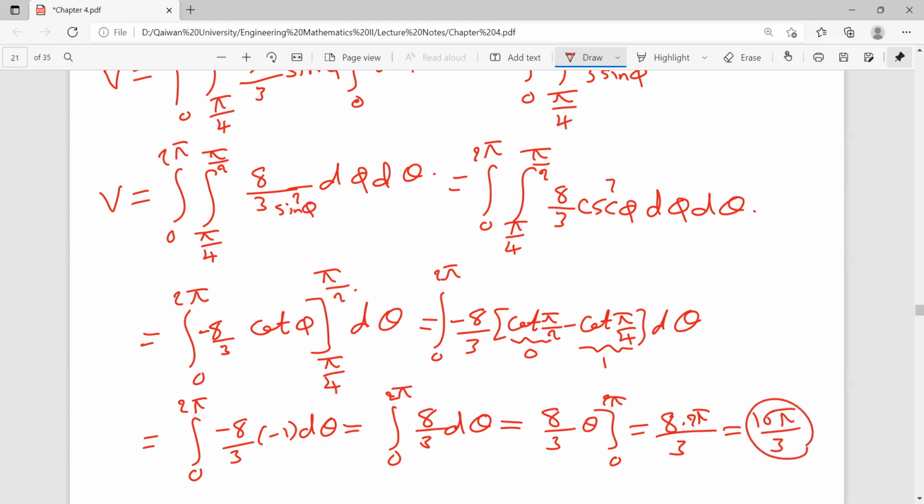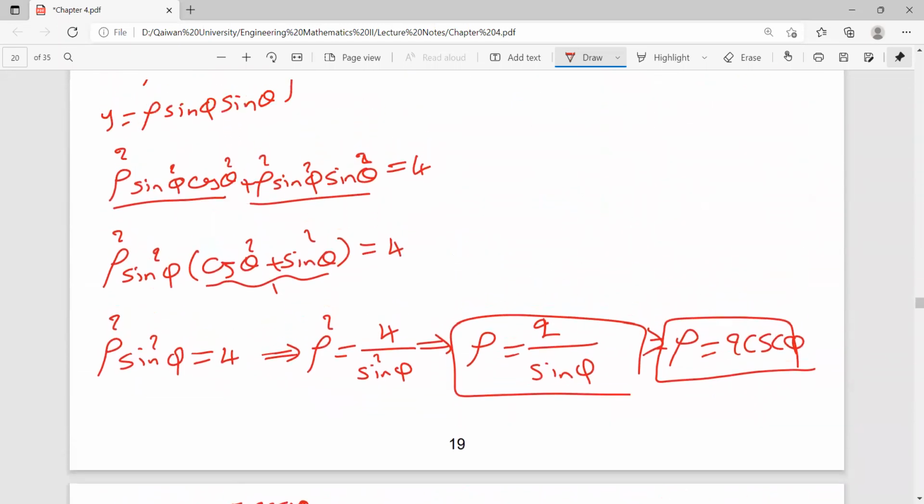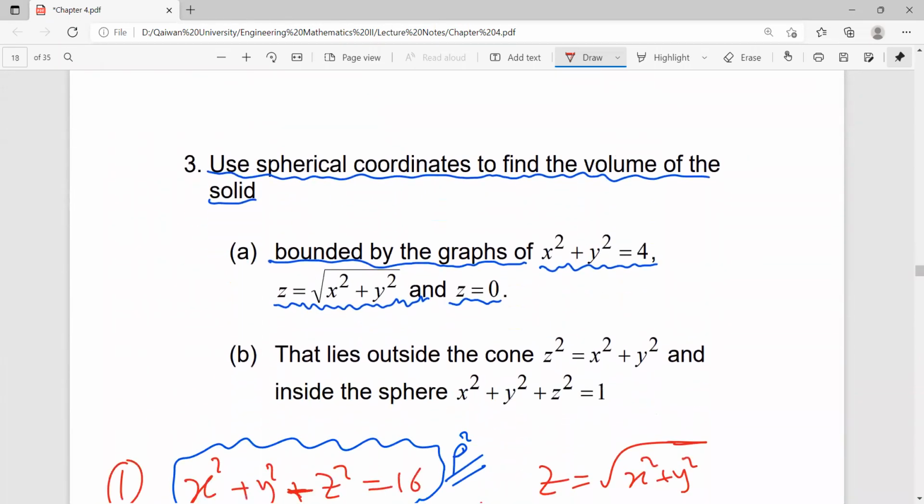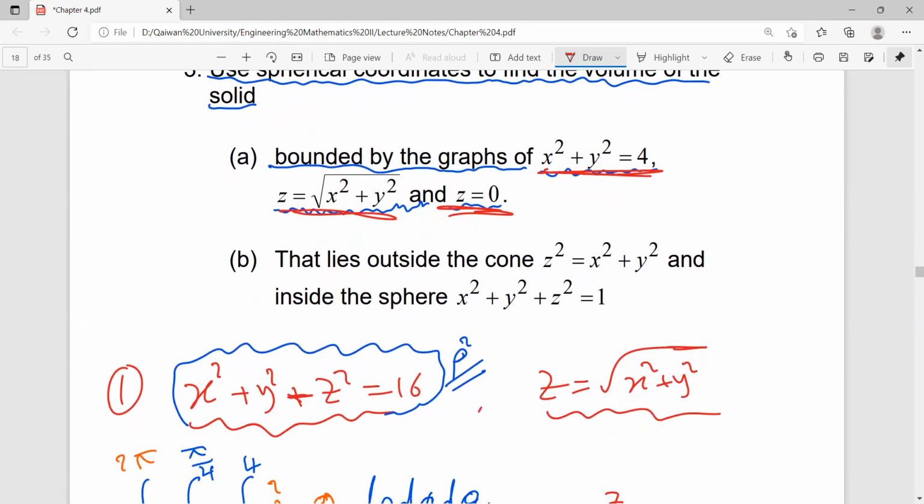This is the volume which is bounded by the graphs of those functions. That's for the first part. So the volume bounded by this is 16 pi over 3. We now have another example.